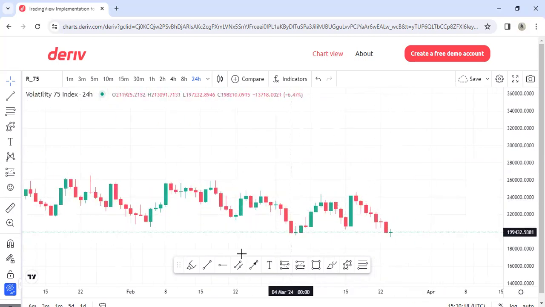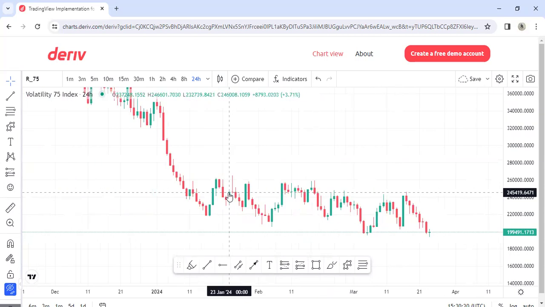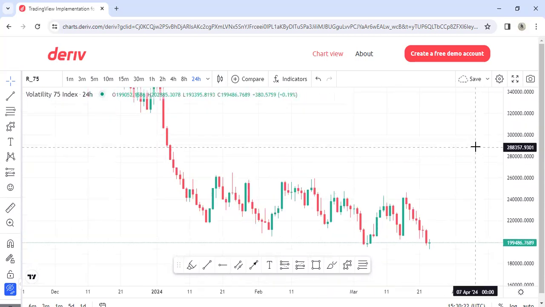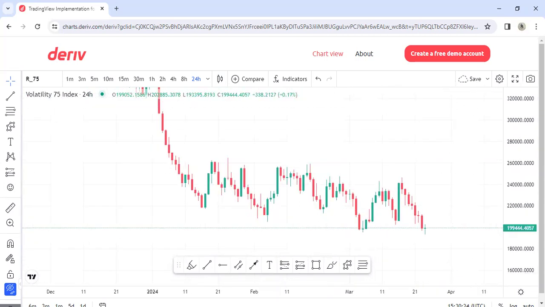So I was like, okay, the market is bearish. And then remember what I told you guys, that when the market is bearish, you're targeting old lows for your targets. So for me, I was targeting this low as my target.